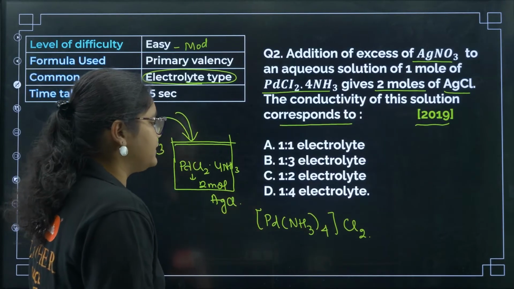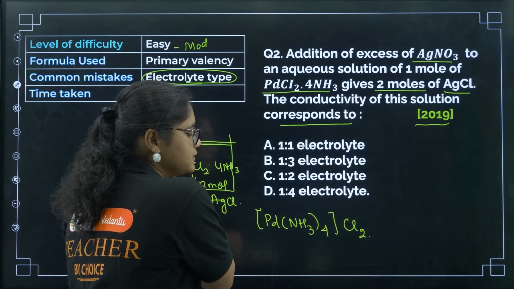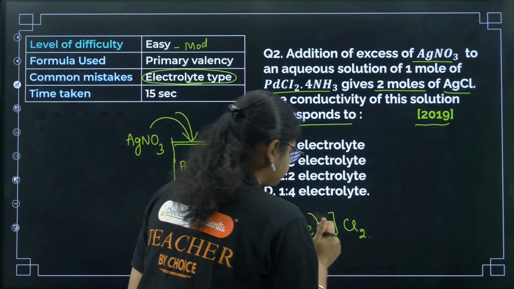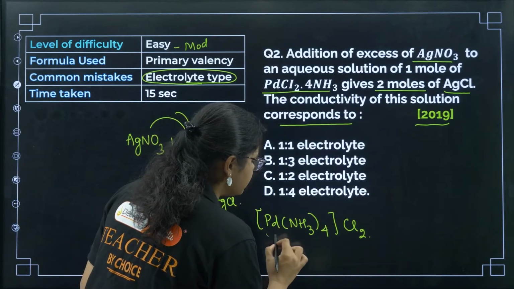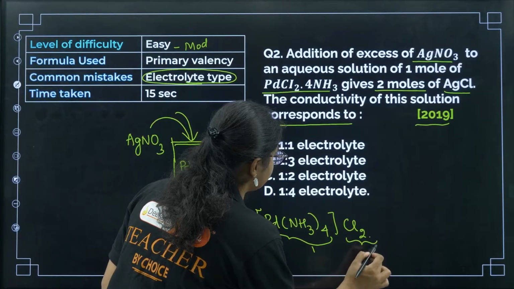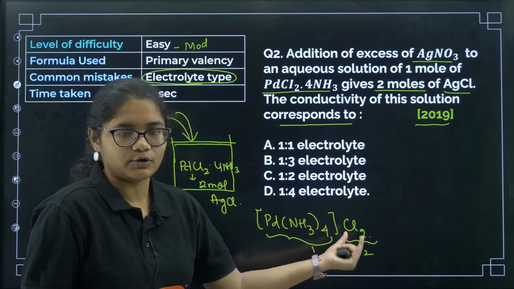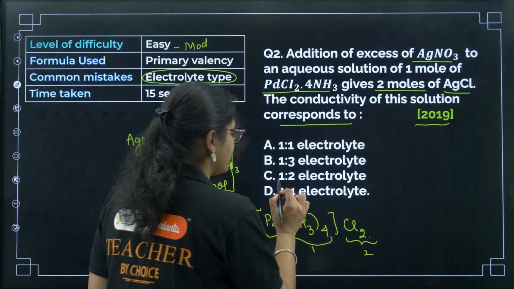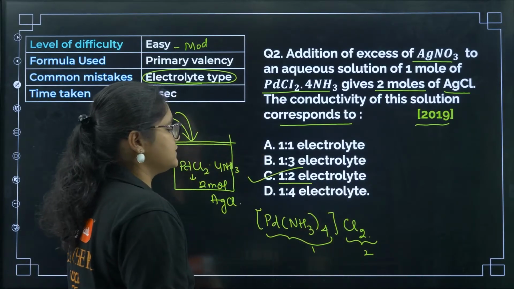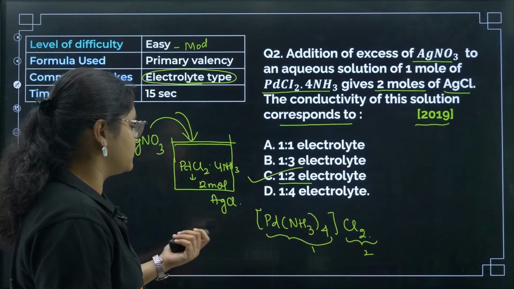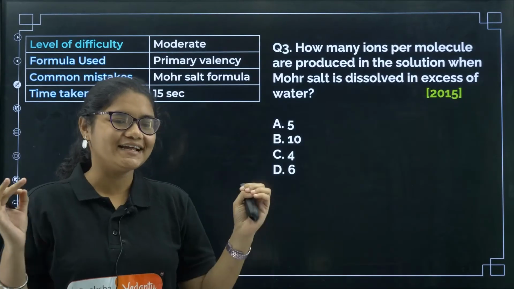Now let us see the type of electrolyte here. The complex will give 1 ion and the chlorides will give 2 ions, so we get 1 cation and 2 anions. So this is a 1,2 electrolyte. The correct answer here is option C. Now let us see the next question.